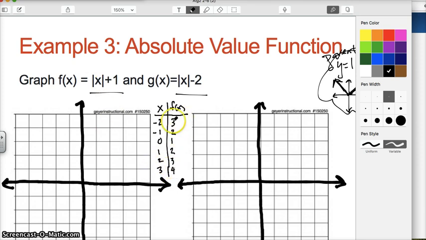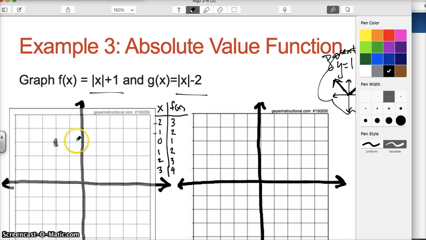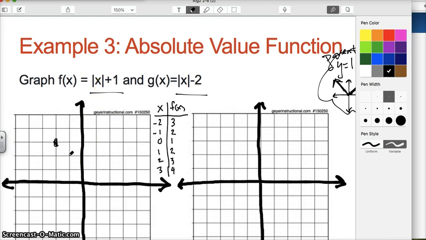And what you want to see when you're doing a table for one of these guys, you want to see this bend, 3, 2, 1, 2, 3, 4. You want to see it go down then come up because that's going to show me the bend. So I'm going to plot these points really quickly. At -2, I'm at 3, boom. At -1, I'm at 2. At 0, starting to have some trouble.